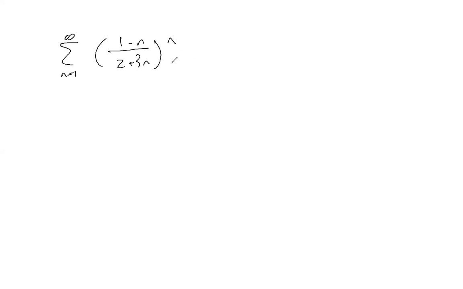Okay, similar to some problems we were just working on, I got (1 minus n over 2 plus 3n) all to the power n. Since everything's to the power n, that makes me think root test. So let's first find out what this looks like, the nth root of the absolute value of an.